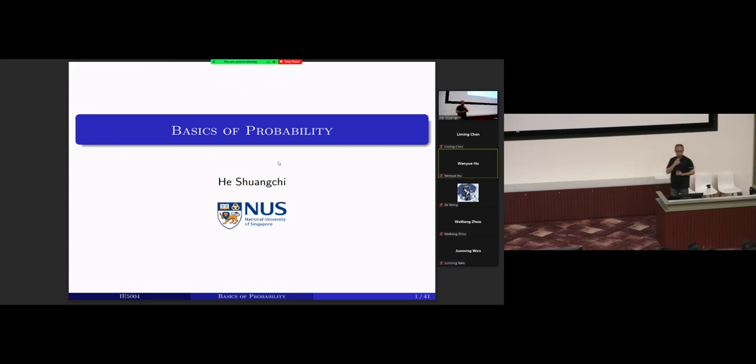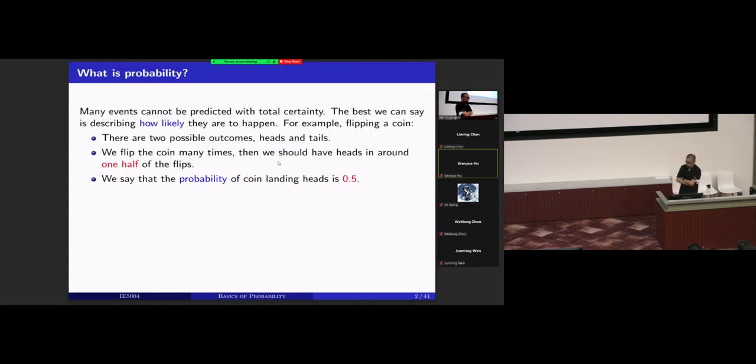Okay, let's start our lecture. This course is called stochastic models and their applications, right? Of course, when we talk about stochastic models, we indeed need to study probability first. So the very first question is, what is probability? Why do we need to learn probability?